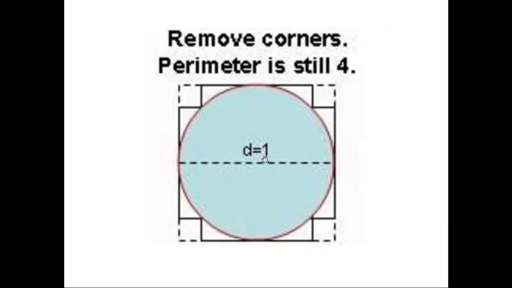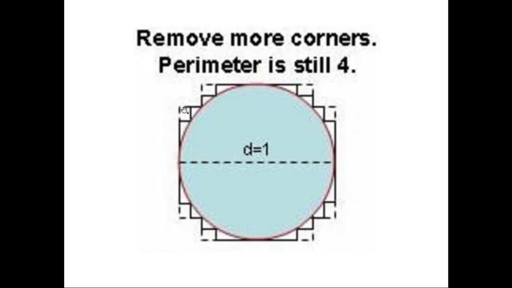Next, we remove the corners of the square. Note that the resulting outer polygon still has a perimeter of 4. Since the lengths that we remove in each corner, like here and here, for instance, those lengths are regained in each corner, like here and here, for instance. Every time we do this process where we remove the corners of the outer polygon, the perimeter remains 4.